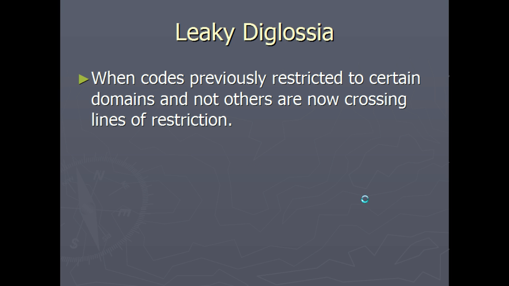A shift away from diglossia can often lead to what sociolinguists call leaky diglossia. This is a phenomenon observed by some field linguists, where a community has historically been considered diglossic, but there is evidence that linguistic codes previously restricted to certain domains and not others are now crossing those lines of restriction.